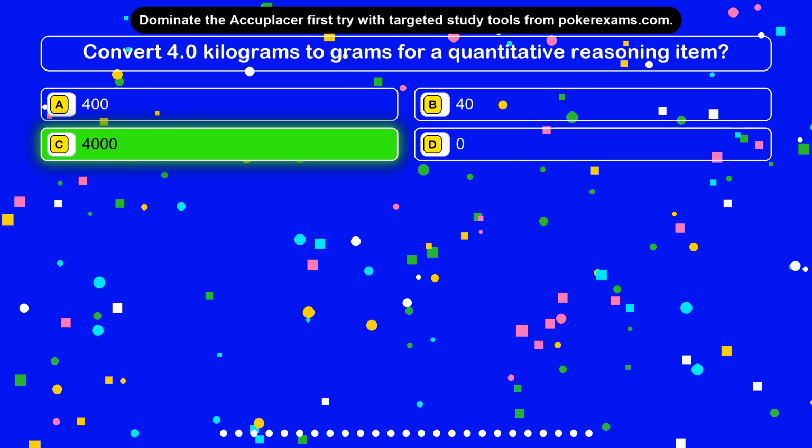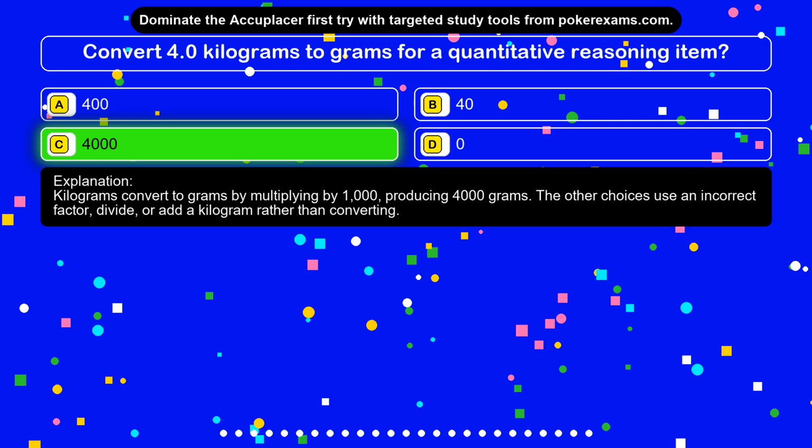The correct answer is option C, 4,000. Kilograms convert to grams by multiplying by 1,000, producing 4,000 grams. The other choices use an incorrect factor, divide, or add a kilogram rather than converting.